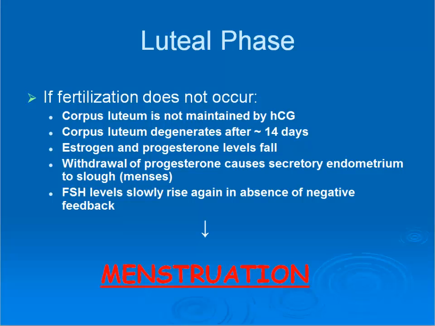If fertilization does not occur, no HCG is produced and the corpus luteum degenerates. With loss of the corpus luteum, estrogen and progesterone levels fall precipitously. The withdrawal of estrogen, and especially progesterone, leads to the normal sloughing of endometrial tissue, which comprises the menses. With low levels of ovarian hormones, FSH levels begin to rise again and select the next cohort of follicles.